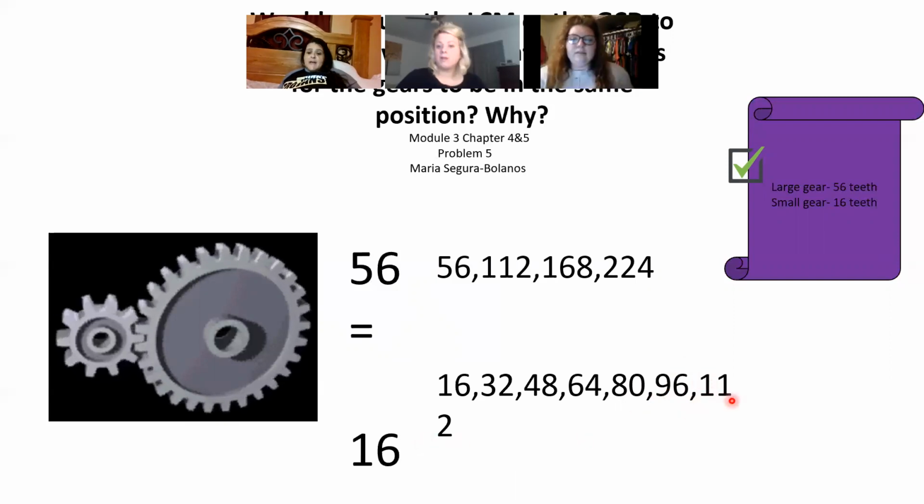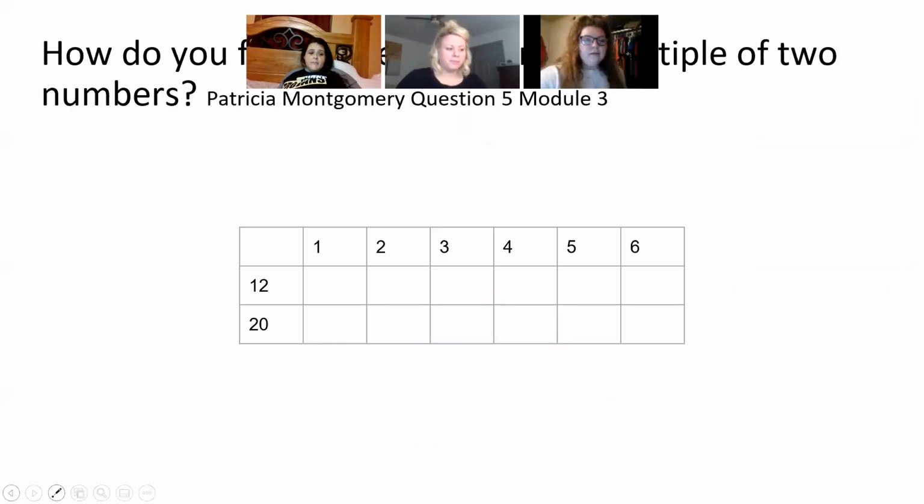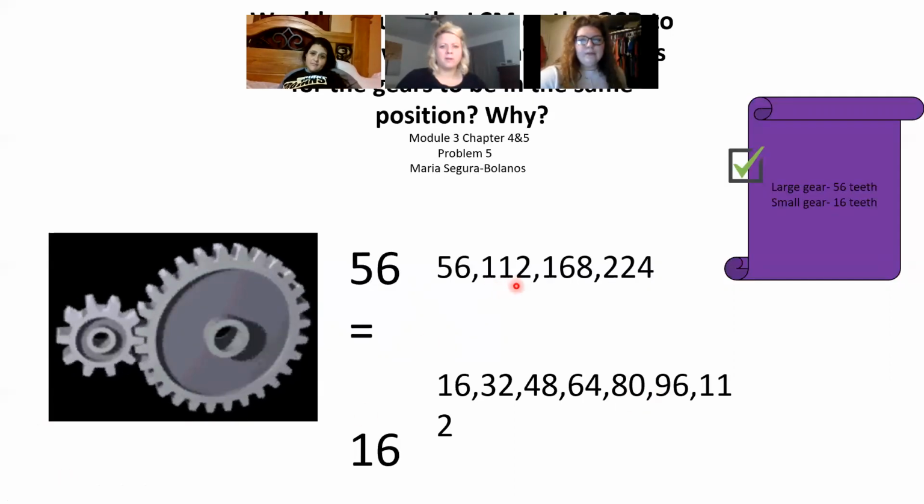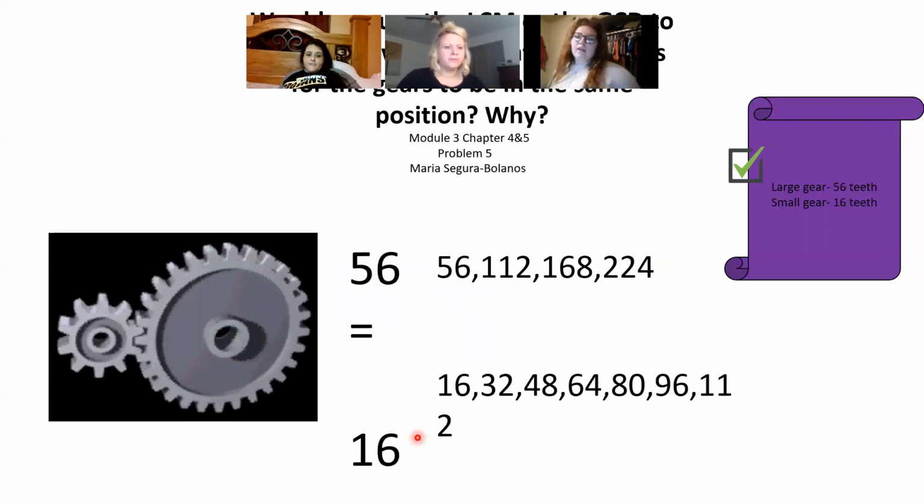So this is the first time that our gears are going to meet each other and be at the same rotation. It's going to be at the 112th rotation. Wow. It's going to take a minute. Very cool.